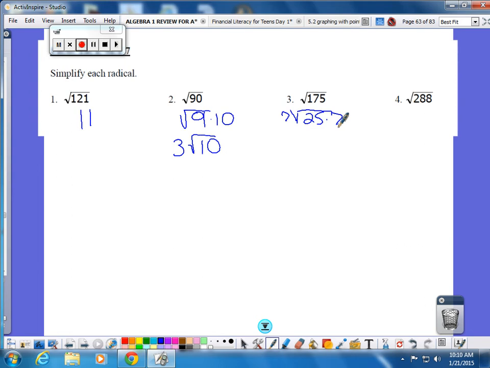I hate this freaking board. Okay, now. Is that one? Alright, that's good. Now that we can take the square root, we can bring it out. So the square root of 25 is 5. It comes outside, but the 7 stays inside.